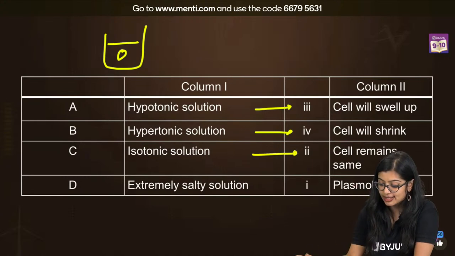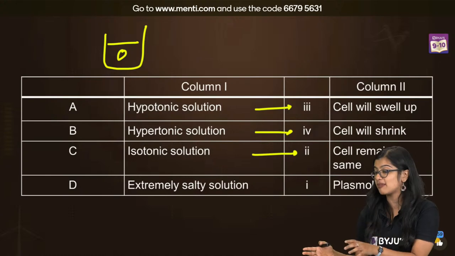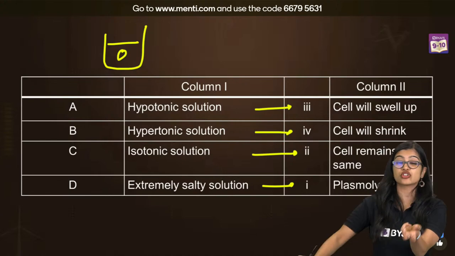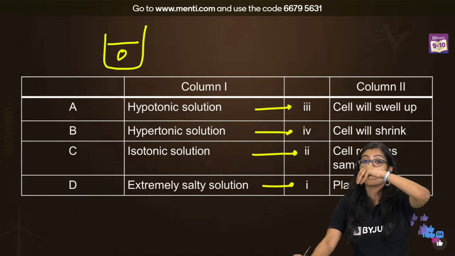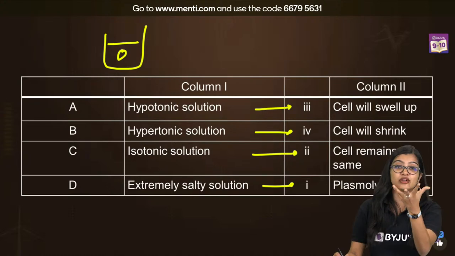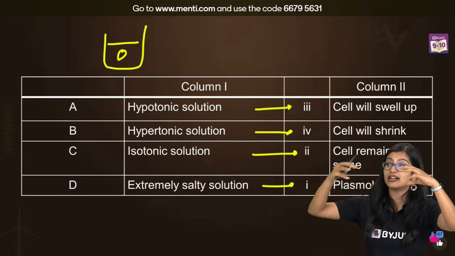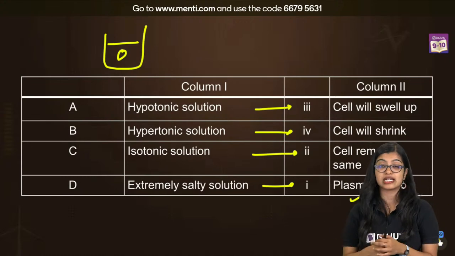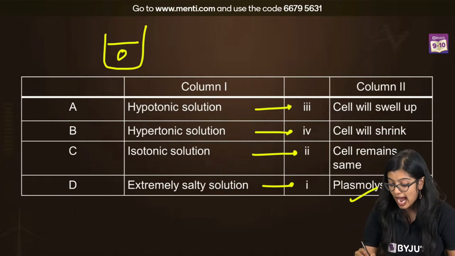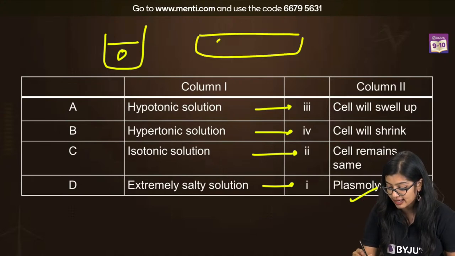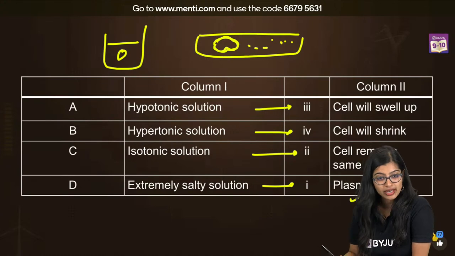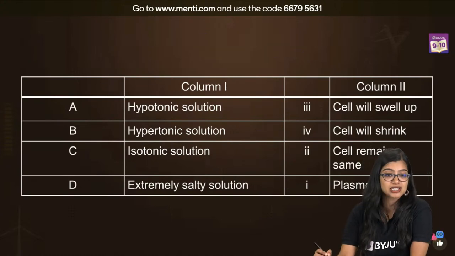Now you have an isotonic solution wherein we know that the concentration is the same inside and outside. And finally, you have an extremely salty solution where we see that the concentration of solute is so high that the water will move out to such an extent that all the protoplasmic content will shrink extremely, resulting in a condition known as plasmolysis. In plasmolysis, there would be a lot of empty space in between. So extreme shrinkage is exactly what we call plasmolysis.